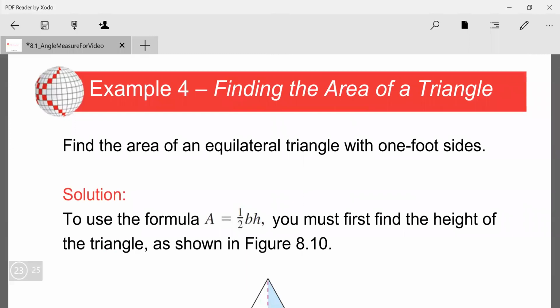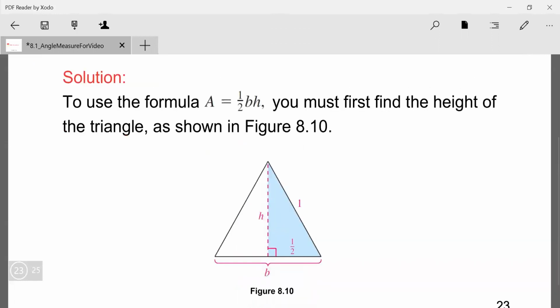Suppose we have an equilateral triangle with 1 foot sides, and we want to find the area. Here's how we solve this. Actually, there's a formula for this, which I'm going to give you at the end. But suppose we do not remember the formula. First recall that the area is 1/2 of the base times the height. So we need to figure out the height and the base. The base here is 1, because it's an equilateral triangle with side 1. So the main thing is to figure out the height.